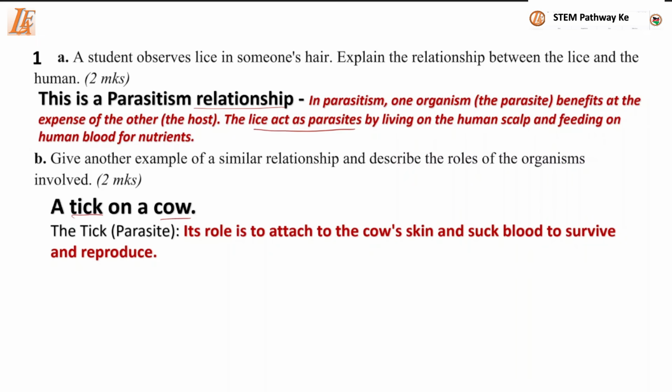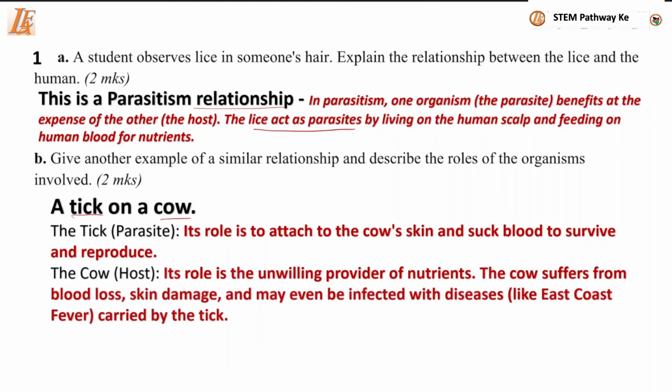In this case, the tick, which is the parasite, its role is to attach to the cow's skin and suck blood to survive and reproduce, while the cow acts like a host and its role is to unwillingly provide nutrients to the tick. And in this case, the cow suffers from blood loss, skin damage, and may even be infected with diseases like East Coast fever carried by the tick.